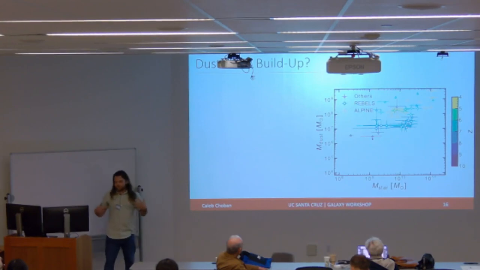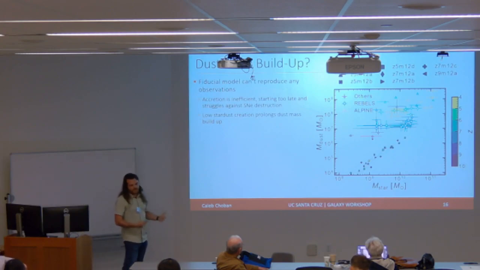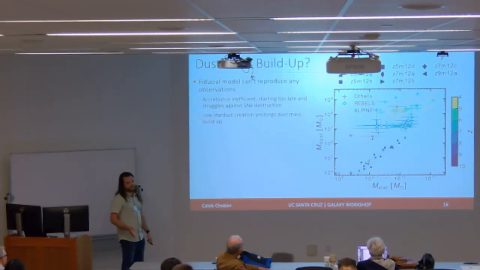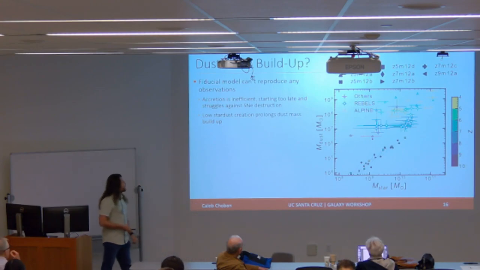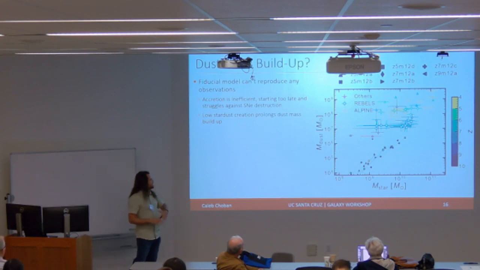So can we reproduce this dust mass buildup at high redshift? And the answer is our fiducial model cannot. It falls flat on its face. We fall well an order of magnitude below any of the observations at any redshift at any stellar mass. That's pretty bad. And that's because accretion is very inefficient, as I pointed out. It starts too late and struggles against supernovae destruction because of this bursty star formation as well. And our model actually has a low stardust creation efficiency for supernovae type 2. So that prolongs the buildup of dust mass because you start at a lower dust mass when accretion becomes efficient.